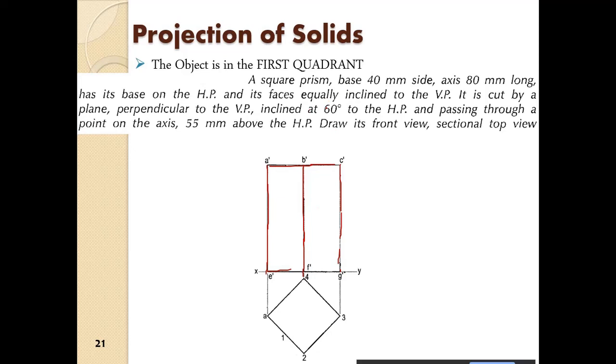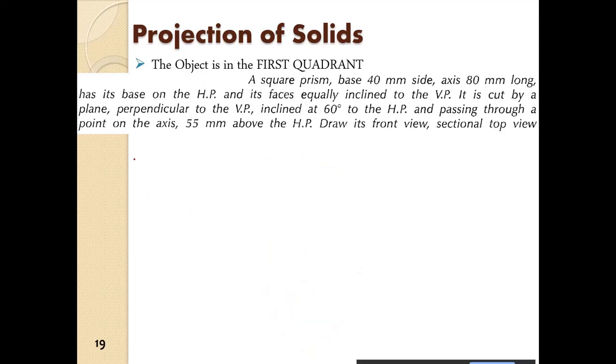Okay, now it is given that its faces are equally inclined to the VP. So the faces are equally inclined. Here you see the faces are equally inclined to the VP. So this is the VP. So that means here we can consider this.